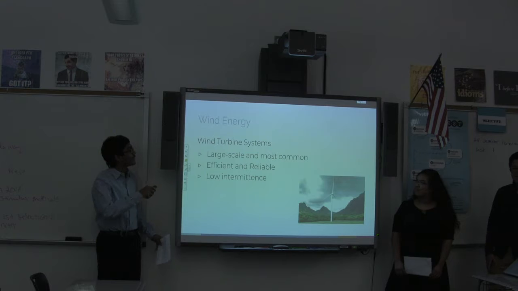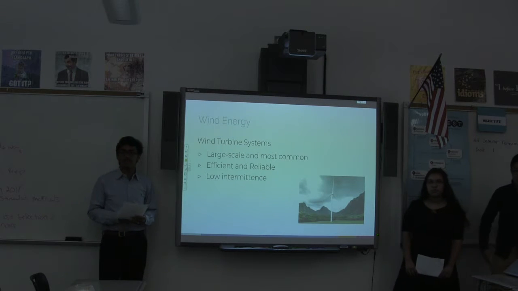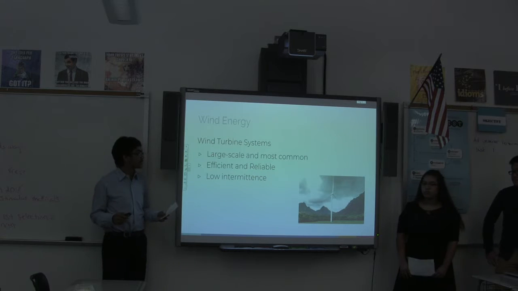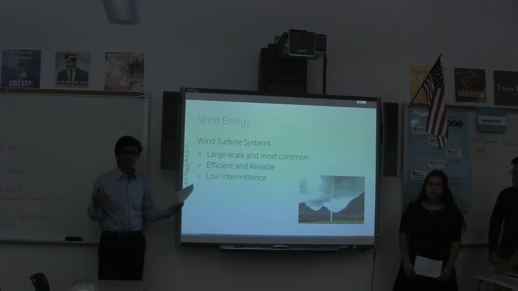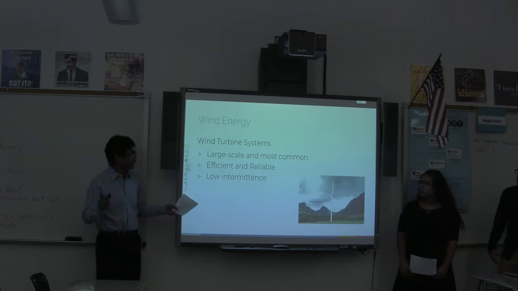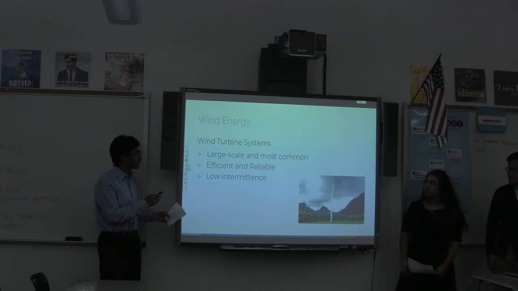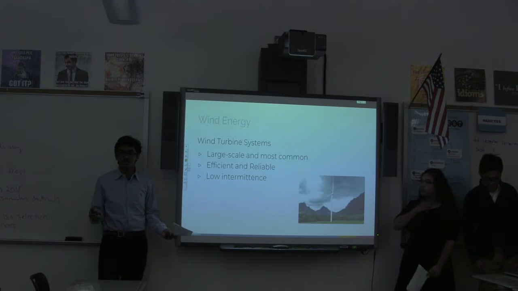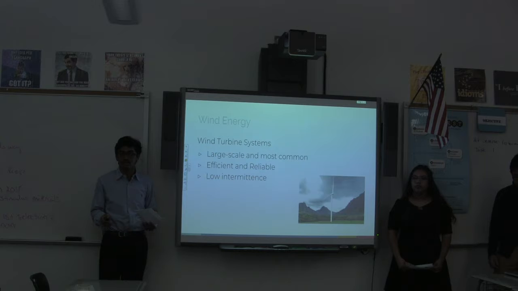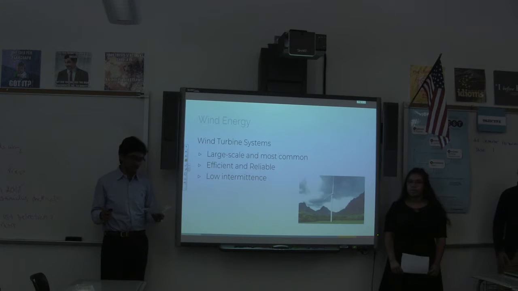Wind energy. Wind turbine systems are the most common type of renewable energy source that is used. It's usually on a large scale to power cities, and if you go out and drive, you can see large farms. They're efficient and reliable, and it's the same as solar thermal systems. They have a low intermittence period because the fans are specially designed in order to catch wind easily, such as breezes.